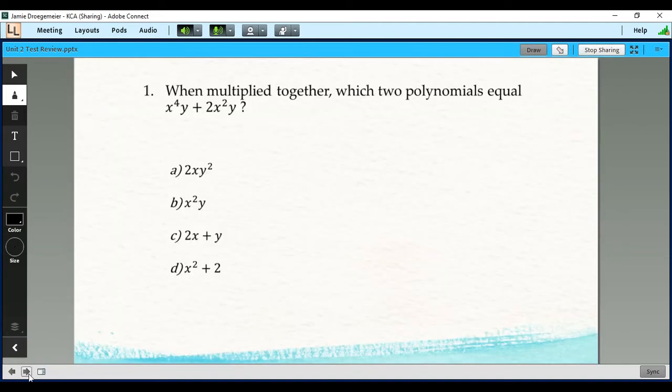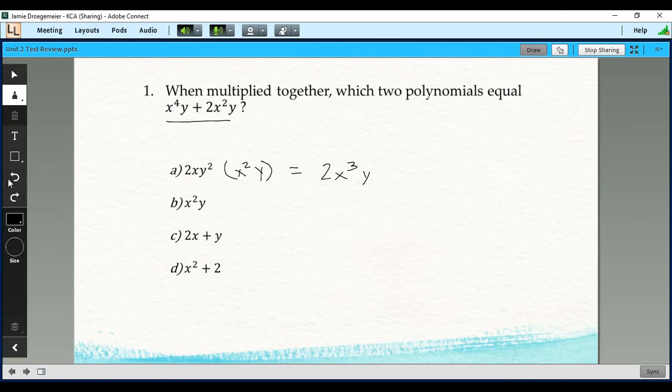And our first question here says that when they're multiplied together, which of the two polynomials that we have listed below are going to equal this expression that we have, x to the fourth y plus 2x squared y. So if we think about multiplying two of these together, so we've got the 2x squared y, we could take it times this x squared y. If we did that, we would get 2x to the third y to the third. We'd only have one term there.